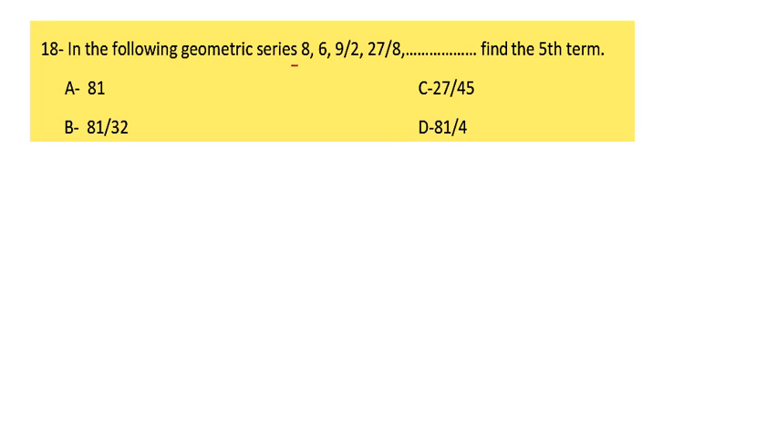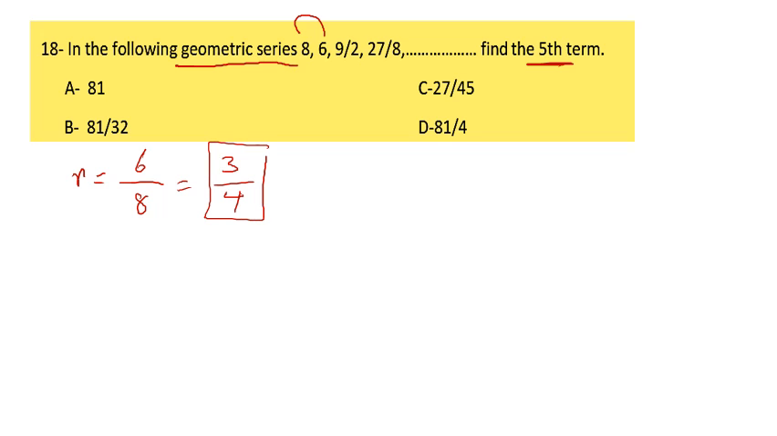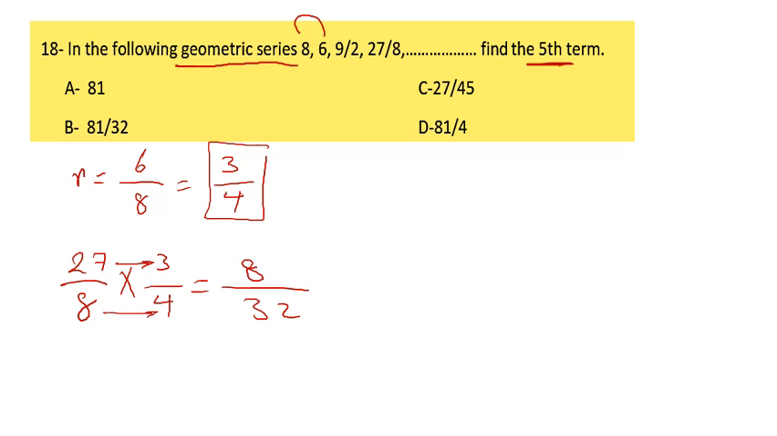In the following geometric series, the first term is 8, the second term is 6, the third term is 9 over 2, and the fourth term is 27 over 8. I want to find the fifth term. To find the fifth term, I need to find the common ratio. So I'm going to divide 6 by 8. So 6 divided by 8 is 3 divided by 4. So each time you multiply by 3 over 4. So 27 divided by 8, you are going to multiply by 3 divided by 4. So 8 by 4 is 32, and 27 by 3 is 81. So the right answer is B.